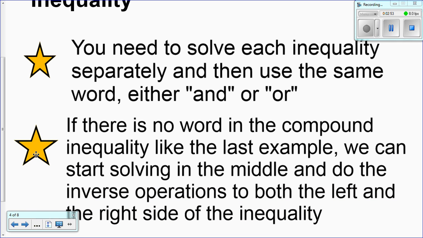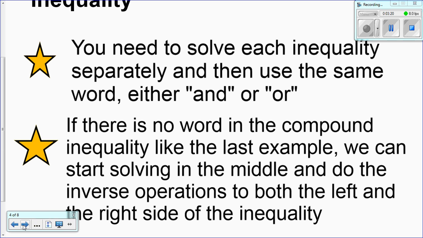If there is no word in the compound inequality, like our last example, the one that was all merged together, we can start solving in the middle and do the inverse operations to both the left and the right side of the inequality. You could just leave it the way it is, except in these notes, I'm going to show you a way of separating them, solving them that way, and then putting them back together. Then in class, I'll show you how to work with it without separating and putting it back together.